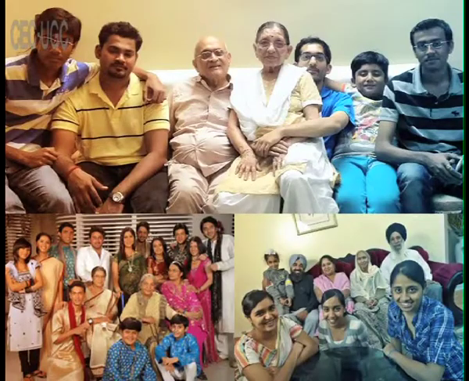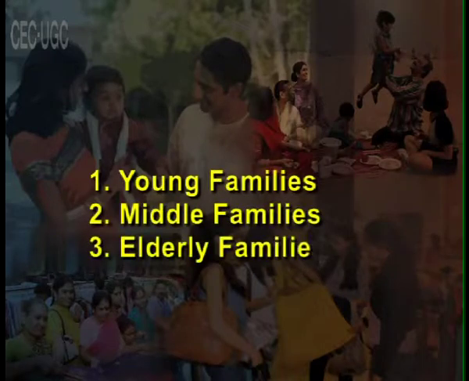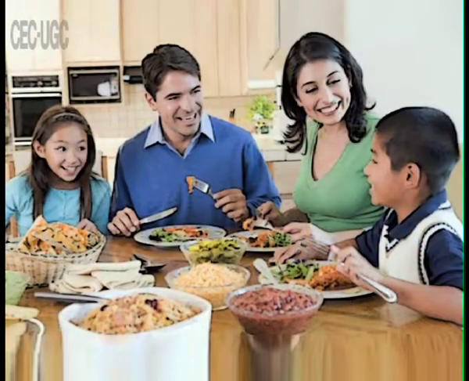and the family life cycle definitely has an influence on the management process. The family life cycle can be divided into 3 stages. They are young families, middle families, and lastly the elderly families. So starting off with the first one, that is the young families. These include families without children or with preschoolers.